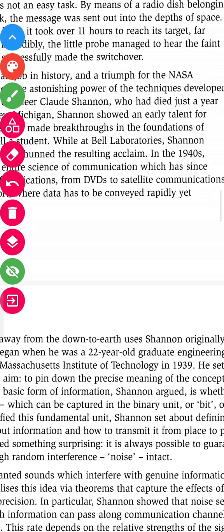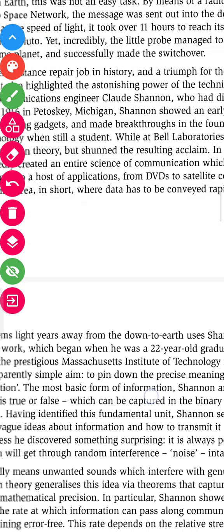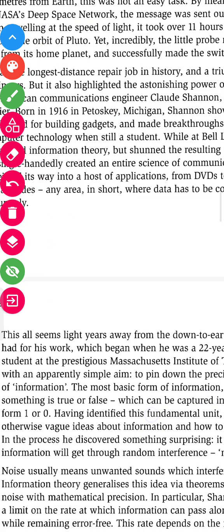The most basic form of information, Shannon argued, is whether something is true or false, which can be captured in the binary unit or a bit of the form of 1 and 0. So it is mentioned here that to send the information from one place to another, a binary code of information was used, that is 1 and 0. True will be 1, false will be 0. You got it? So our answer for this particular question will be true.